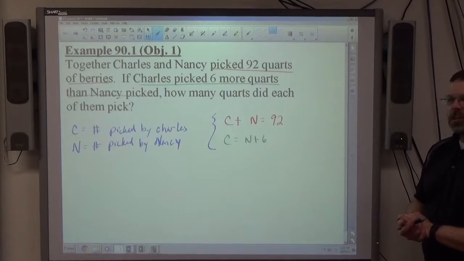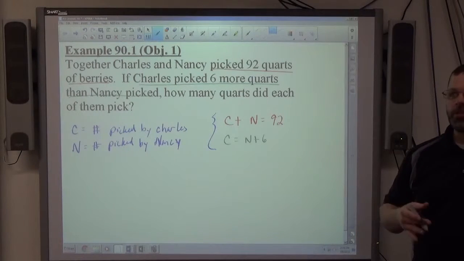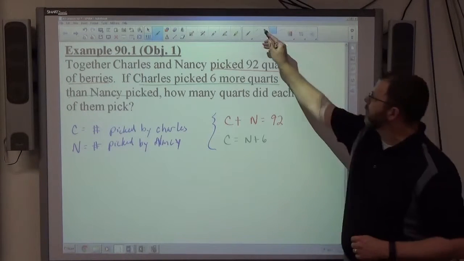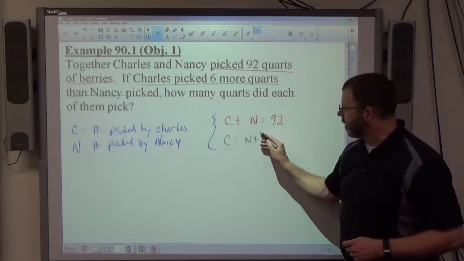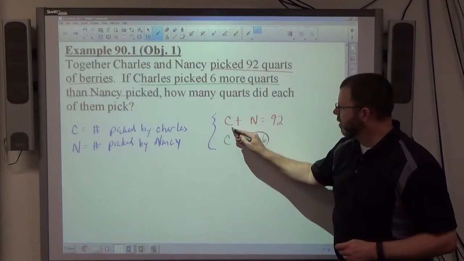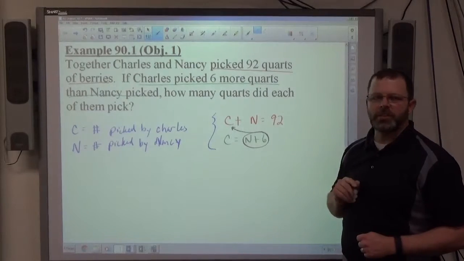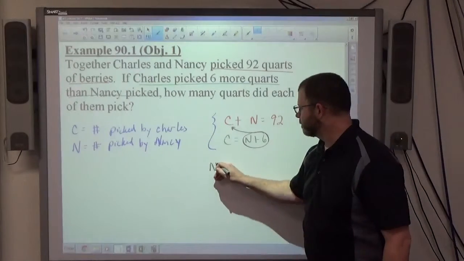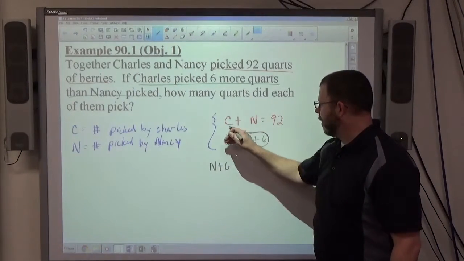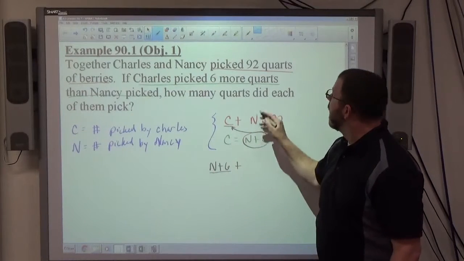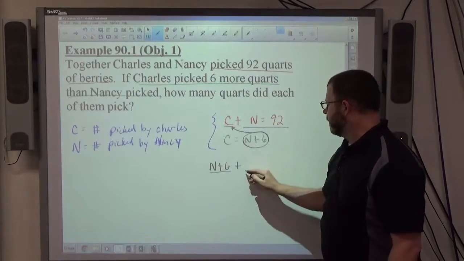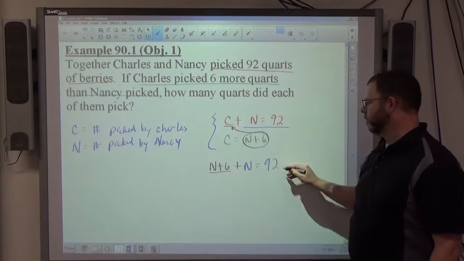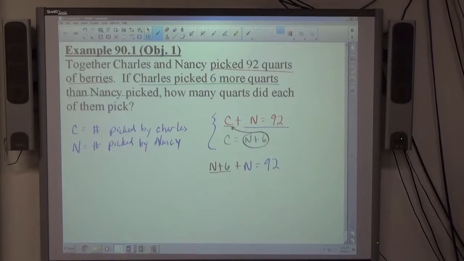Once you get the two equations set up, then you make a decision about elimination or substitution based on this structure. I'm seeing that C equals N plus 6. It tells me I can take that N plus 6 expression, change that C to that. So changing C to N plus 6, adding that to N equaling 92. So the top equation is exactly as it is, except the C got replaced with its equivalent N plus 6.